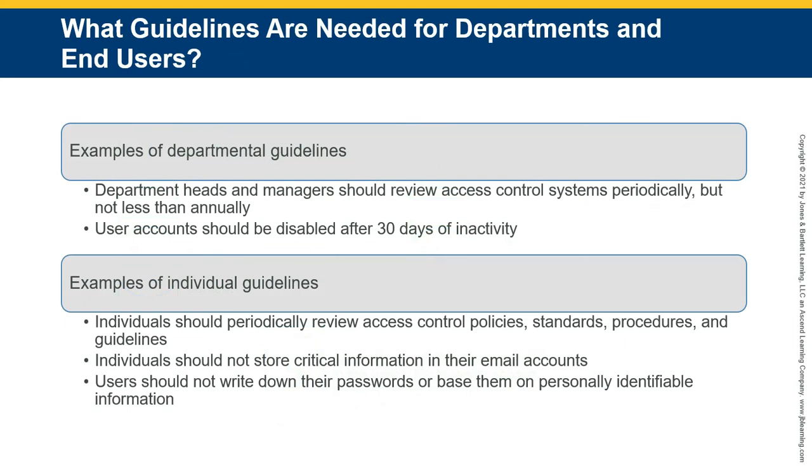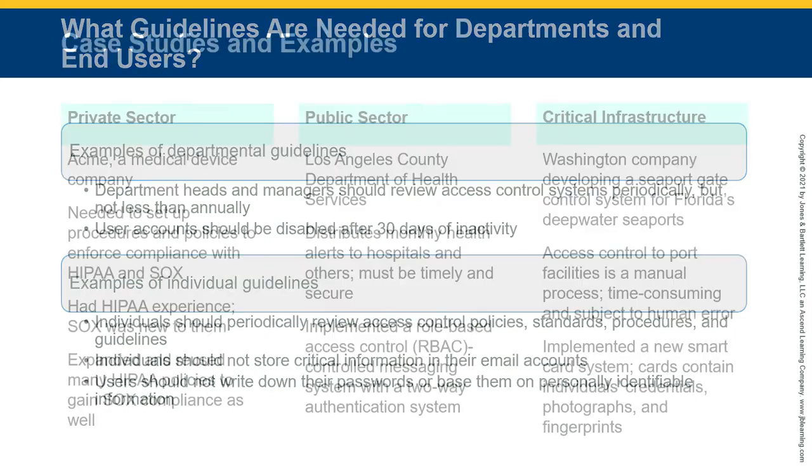What guidelines are needed for departments and end users? Examples of departmental guidelines: department heads and managers should review access control systems periodically, but not less than annually. User accounts should be disabled after 30 days of inactivity. Examples of individual guidelines: individuals should periodically review access control policies, standards, procedures, and guidelines. Individuals should not store critical information in their email accounts. Users should not write down their passwords or base them on personally identifiable information.